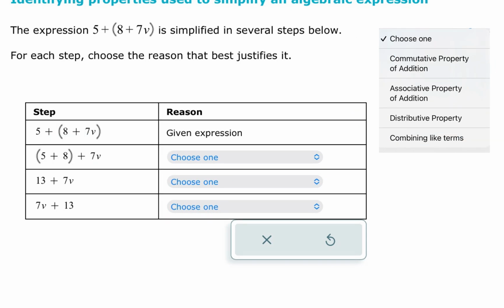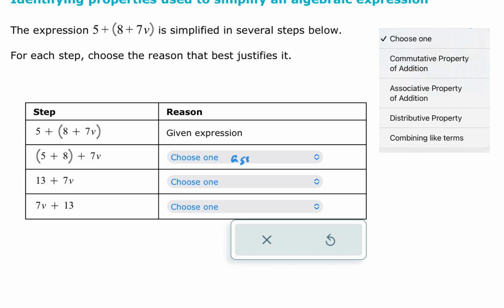Here's another example. Here's our original expression. And it looks like the only thing that I did to this, the 5, 8, 7v are all in the same order. The only thing I did is I shifted the parentheses from around the 8 plus 7v to around the 5 plus 8. And we can do that because of the associative property of addition.